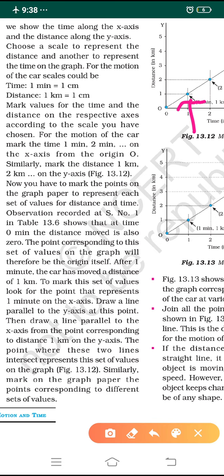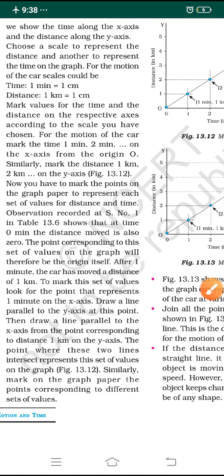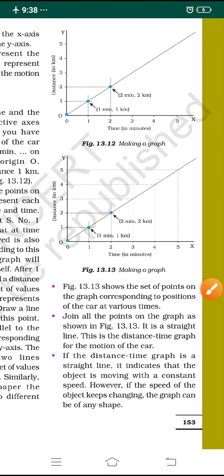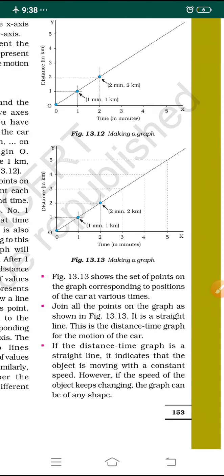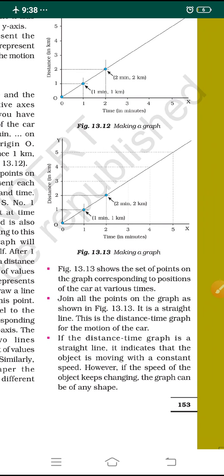Similarly, in the same manner, you can look at figure 13.13, which shows the set of points on the graph corresponding to the positions of the car at various times. The different points on the graph correspond to the time and distance traveled by the car at various times. For 2 minutes the distance traveled is 2 kilometers, for 3 minutes the distance traveled is 3 kilometers. Like that, you go on drawing the parallel lines with respect to the values given.